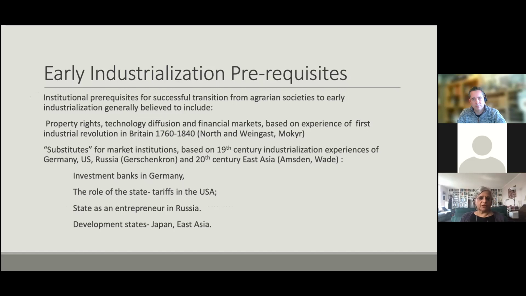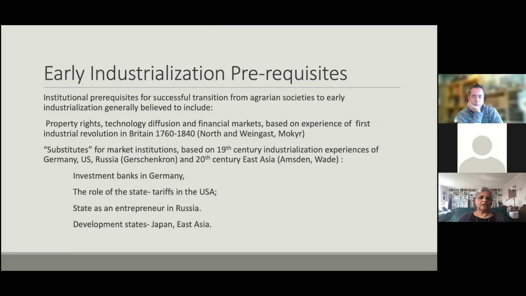When we think of industrialization from an agricultural society to early stages of industrialization, we think of a market economy that works. So there are property rights in place, there are mechanisms for technological diffusion, and the financial markets work. And this has been the experience of the Industrial Revolution in Britain, where the state did very little. It was mainly the private initiatives which led to early industrialization.